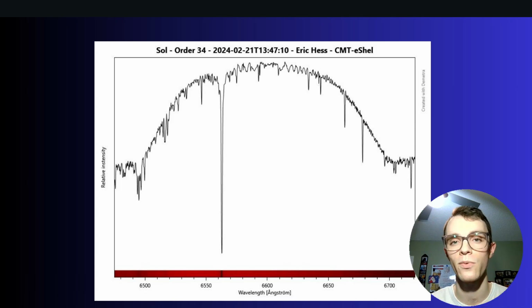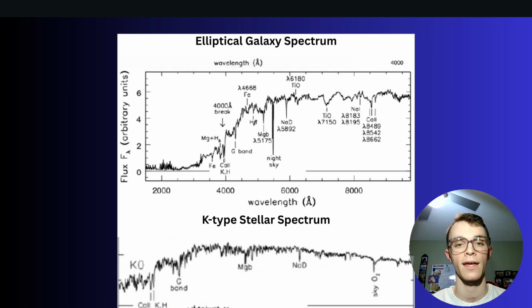So now the question becomes, what happens if we take the spectrum of an ensemble of stars rather than just one individual point source? And here's an example of an elliptical galaxy spectrum. And if you compare it to the spectrum of a single K-type star, so a small, cool, red-type star, you'll notice a lot of similarities.